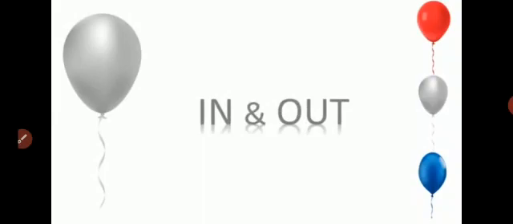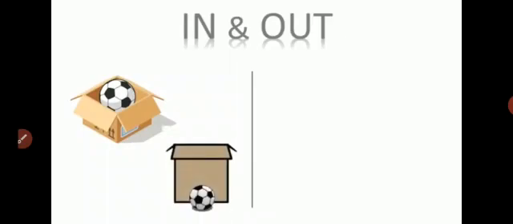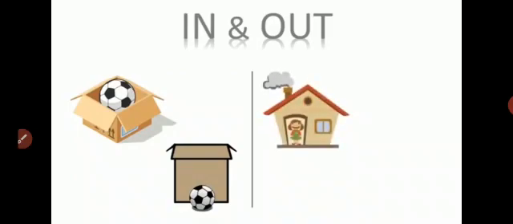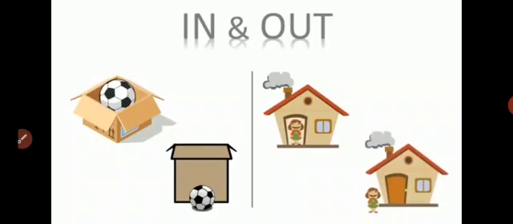The next concept is in and out. We have a ball inside the box. In the second one, the ball is outside the box. The girl is inside the home. The girl is outside the home. This concept is in and out.